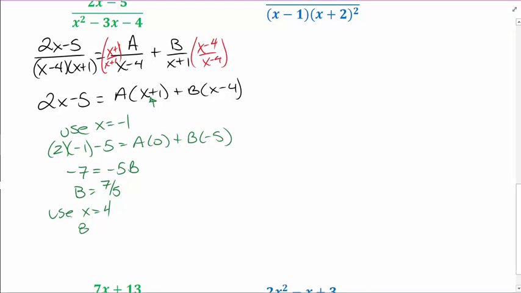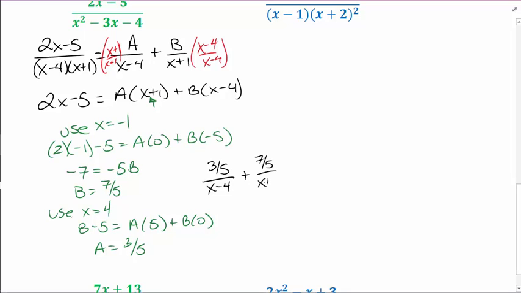I'm then going to use an x value of 4. I will get 8 minus 5 equals a times 5 plus b times 0. Here I'll get an a value of 3/5. These don't work out cleanly as integers, but it still is true. We can plug back in our a and our b, and we would say that our final answer here would be 3/5 divided by x minus 4 plus 7/5 divided by x plus 1. We could rewrite that so it's not a complex fraction, but we're going to leave it there for now.